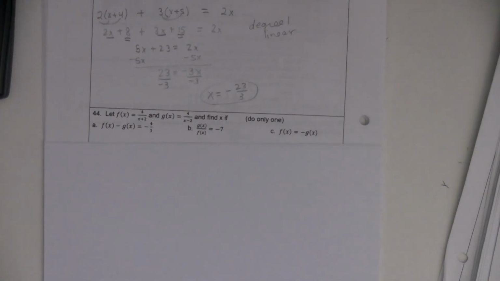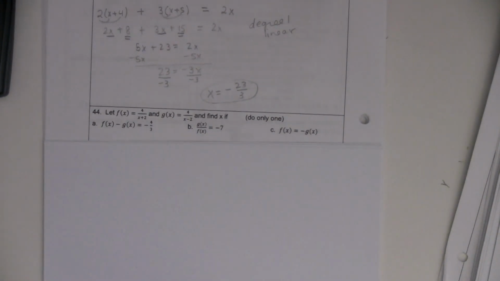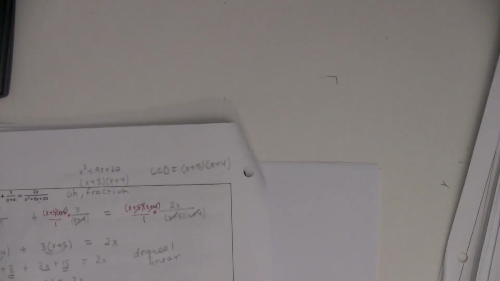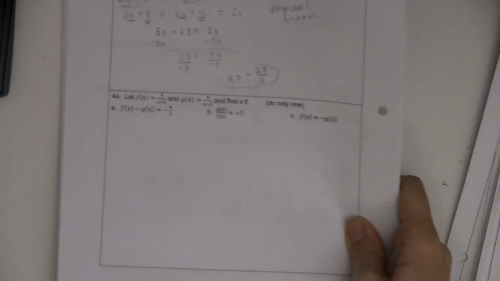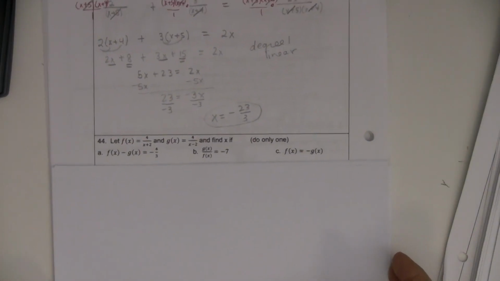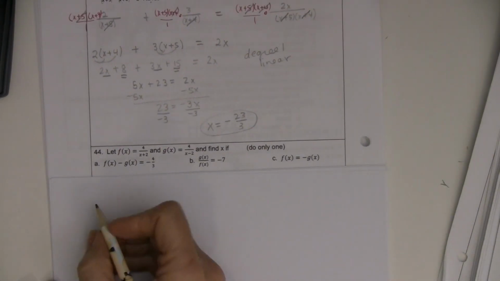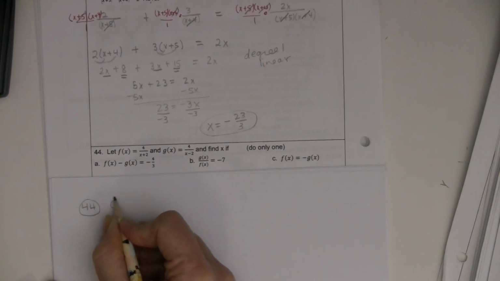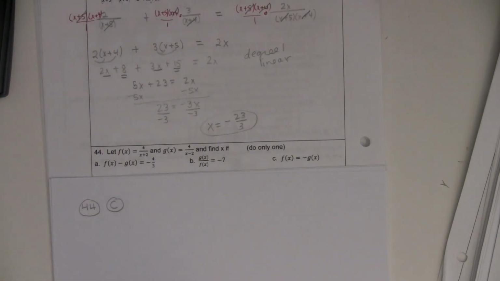Hello, welcome back. We're still working on, which section was it? It was the solving section, right? And it was 7.5. And we had this problem 44, and I had said, do only one. And I said that I probably wouldn't be able to resist doing all of them because that's how I am. I'm going to start with C because it's the easiest one.